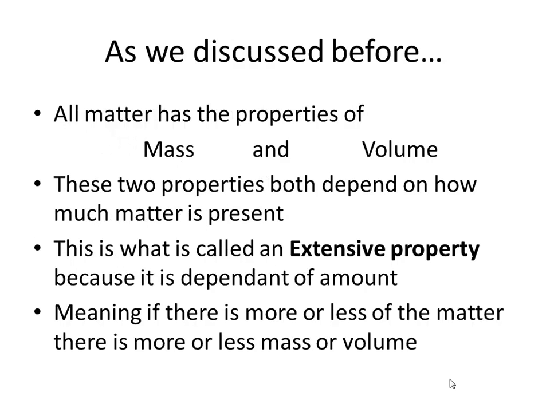Okay. So, as we talked about before, all matter has the properties of mass and volume. Okay? So what I want you to copy down here are the first 2 bullet points. All right? And I'll pause it here for a sec and explain it. Go. So all matter has mass and volume.